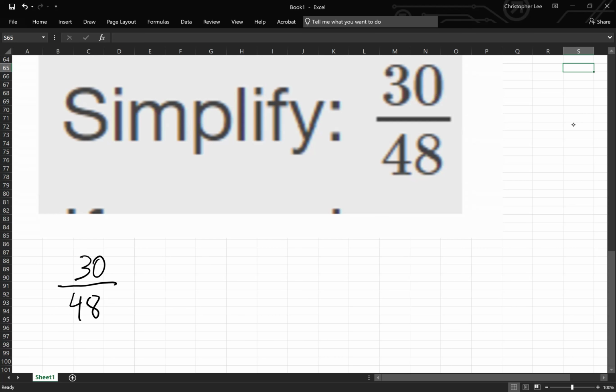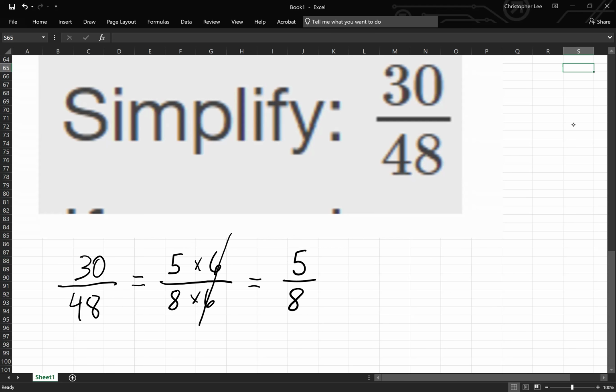By 6? Okay, let's do that. So we know that 30 is what? 5 times 6, right? And we know 48 is what? This is like 8 times 6. The sixes will cancel. So I'm left with what? 5 over 8.